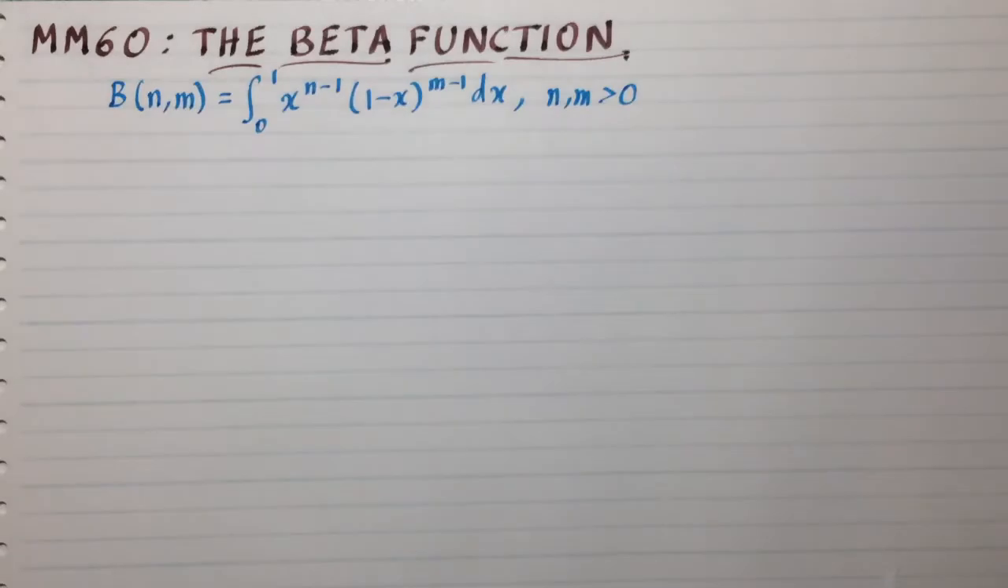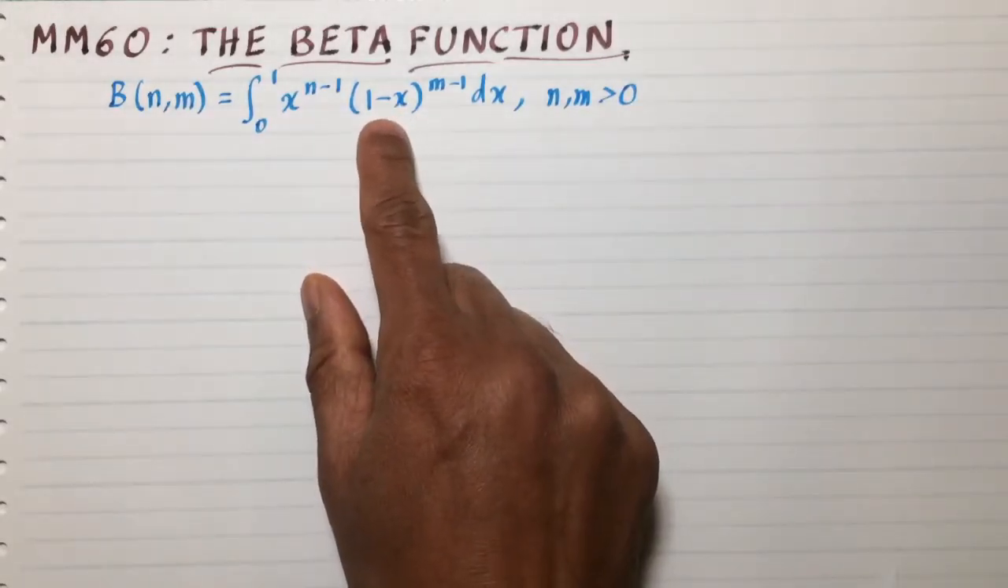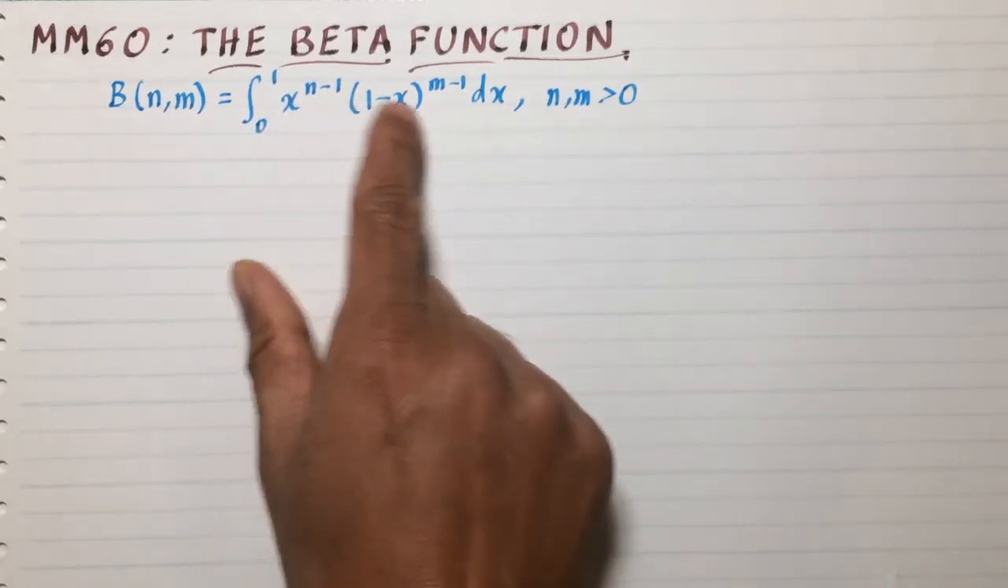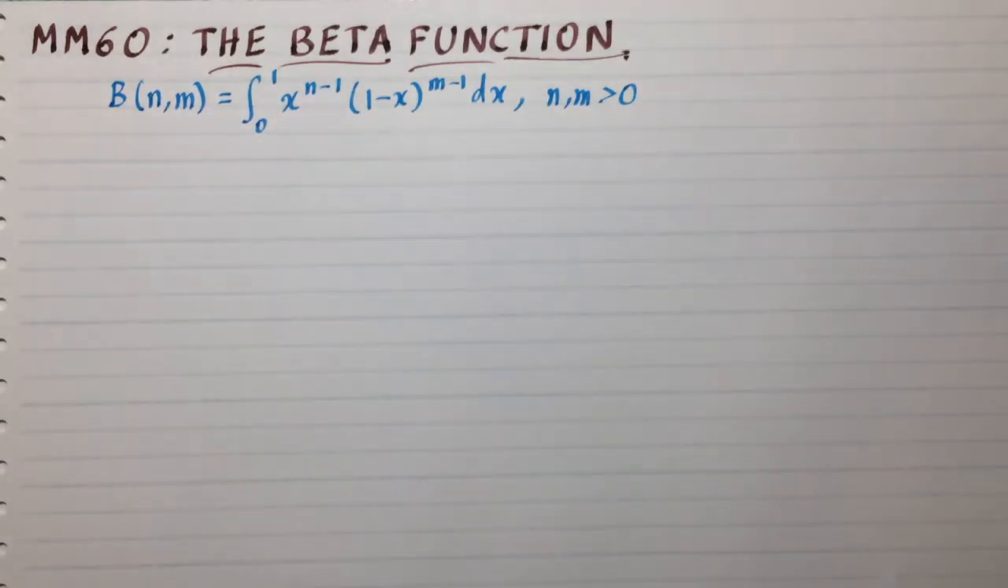If you make a change of variable of 1 minus x equal to z, for example, where z is just a variable and not a complex number, then you're going to get these two interchanged. So beta nm is the same as beta mn. It's got this nice little symmetry. So let's see how this can be used to evaluate actual integrals.